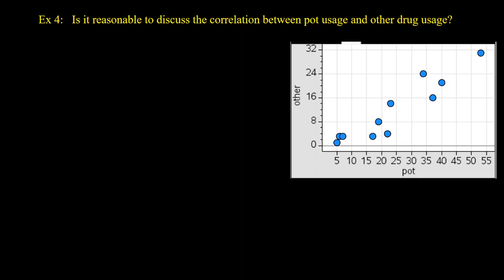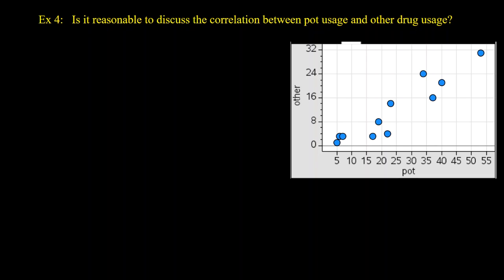So we've plotted pot on our x-axis, other on the y, because we're asking is there a correlation between pot usage and other drugs? Pot is mentioned first. And it's that common idea that pot is a gateway drug, so it should make sense that pot is our explanatory variable, whereas the other drugs are the response variable. So we have 3 things we need to check.